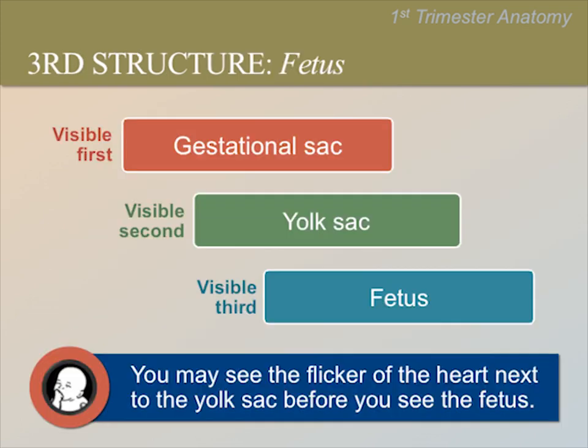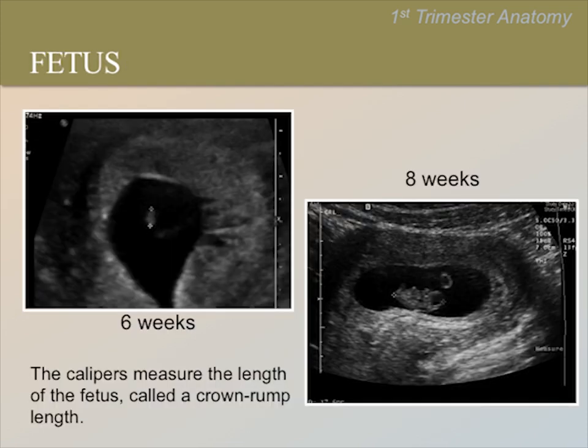After the yolk sac, the next structure you will see is the fetus. You may actually see the flicker of the fetal heart beating next to the yolk sac before you see the fetus. This occurs around 6 weeks gestational age. The image on the left is taken at 6 weeks gestation. Here you can see the gestational sac and the fetus. The right image is taken at 8 weeks gestation. Here we can see the fetus and yolk sac together. Now we have labeled the structures. As the fetus grows, the yolk sac is no longer visible.